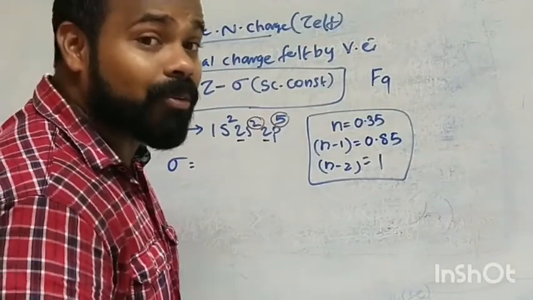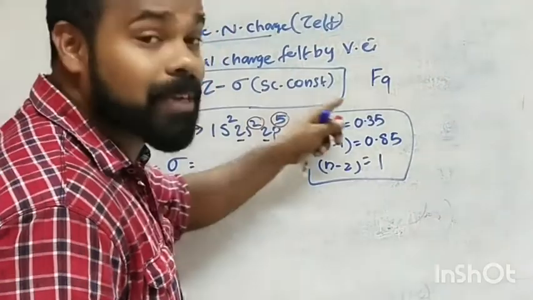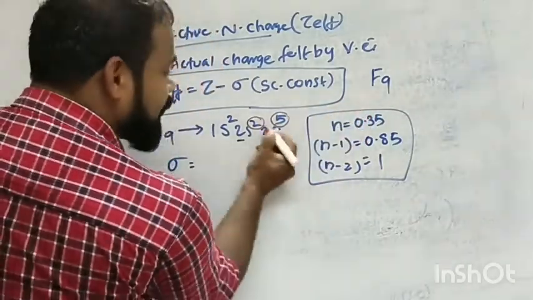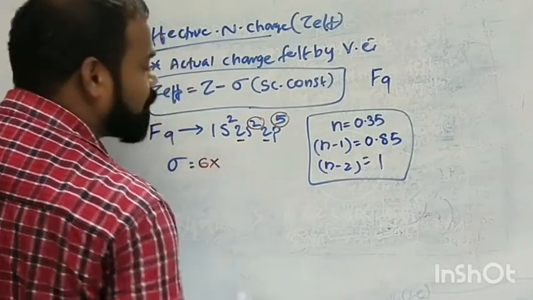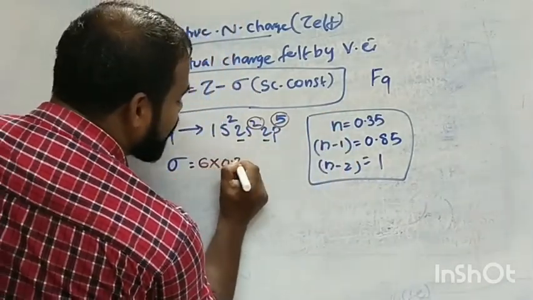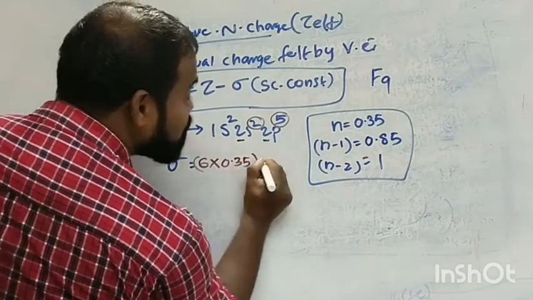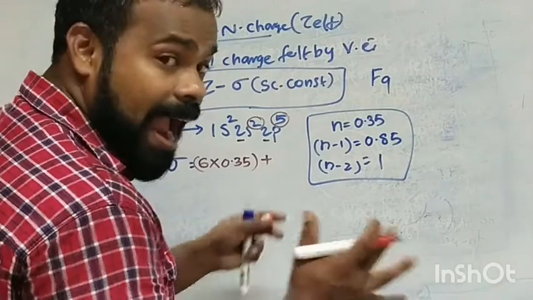But what were we calculating? For 1 electron, how much charge will be felt? Therefore, 7 minus 1, only 6 I want to take there. 6 electrons multiplied by, this is the nth level, what do we multiply there? 0.35. Plus, we want to add.